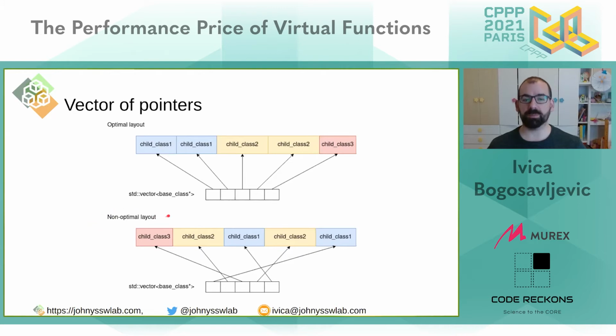But here is a non-optimal layout. We have neighboring pointers, but they don't point to neighboring blocks in memory. See, this one points to this one, and pointer number 1 points to this one. This is a non-optimal layout. Normally your program during its runtime will be something in between. It won't be completely optimal, but it won't be completely non-optimal either. I mean, to have a non-optimal layout, you have to really push it hard.